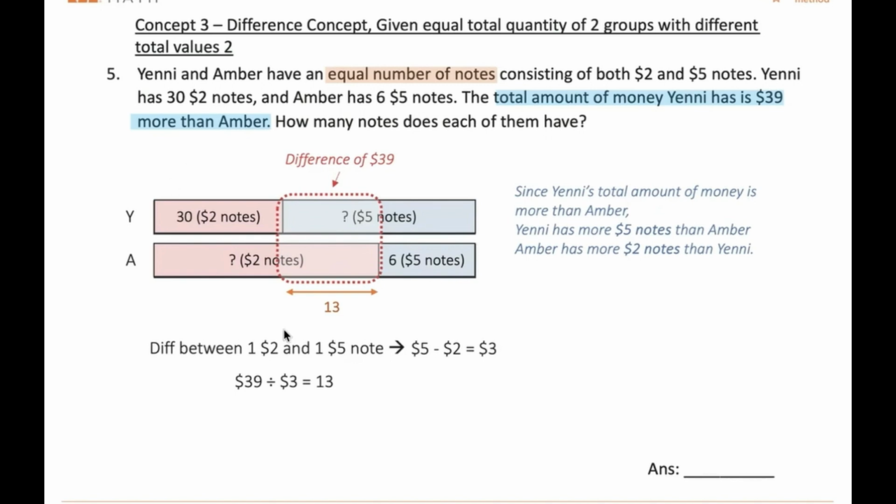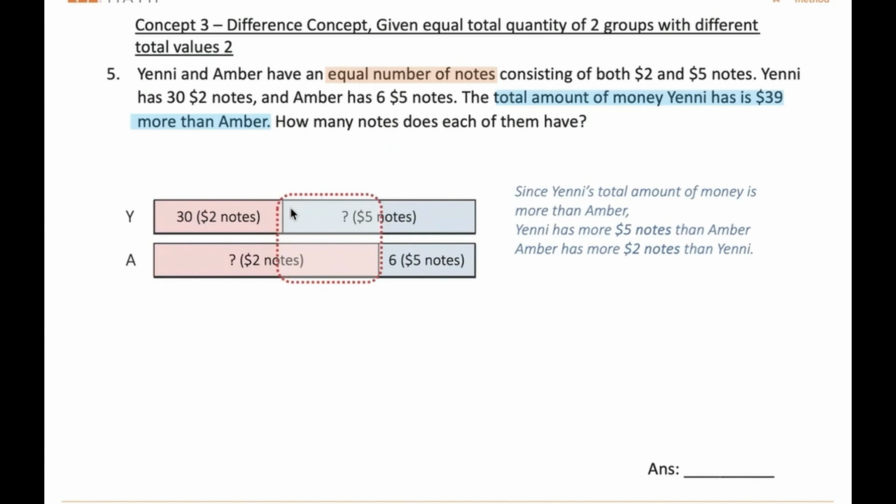So I was saying that the total difference of $39 is here, where all the extra $5 notes that Yanni has, compared to the extra $2 notes that Amber has. And when you compare the total difference between the $5 notes here and the $2 notes here, the total difference is $39. Outside this box, the number of $5 notes are equal, the number of $2 notes are equal. So the value will be the same. The value difference will be zero.